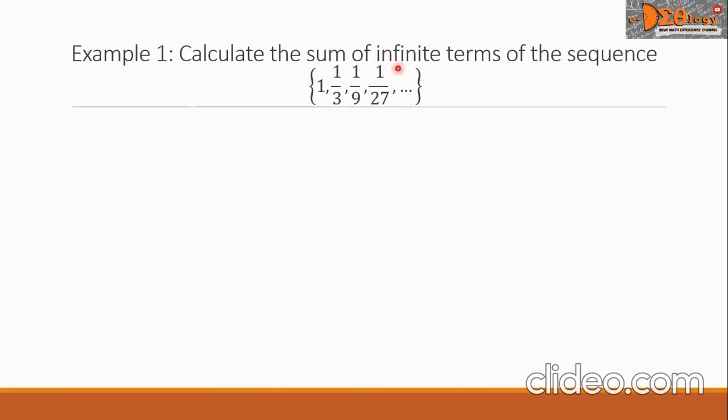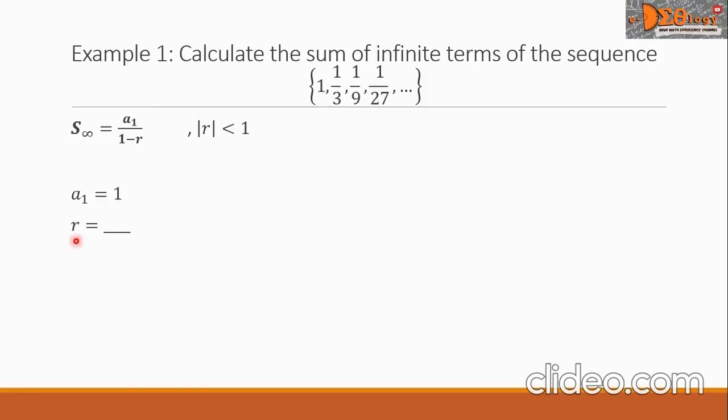Because of the word infinite here, we are going to use the formula S sub infinity, that is equal to a sub 1 over 1 minus r. But take note that the absolute value of r must be less than 1. Let us now collect the required value for the formula. The first is a sub 1, the first term, and that is 1.